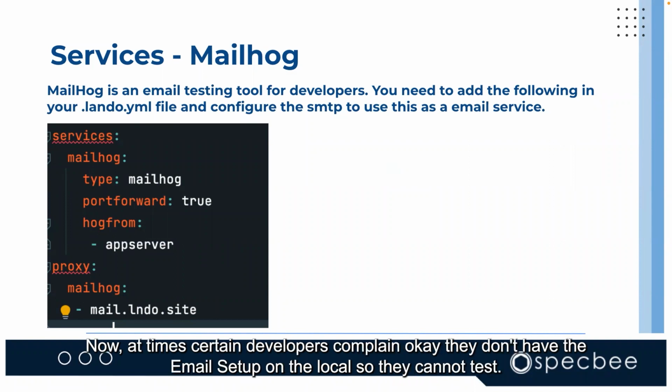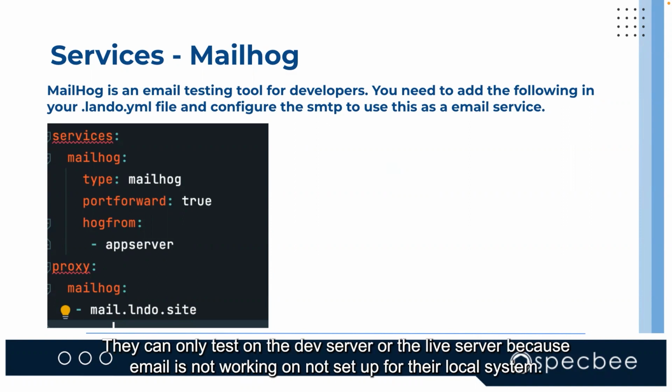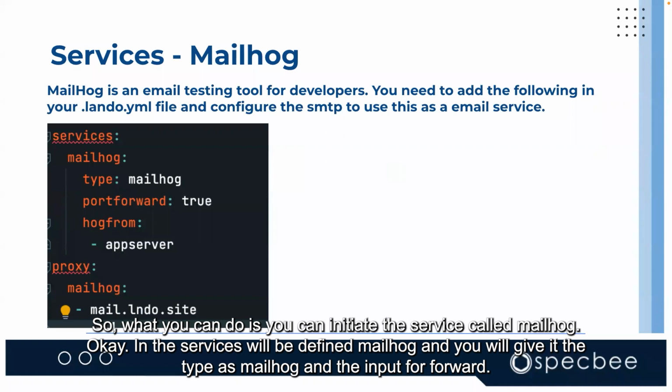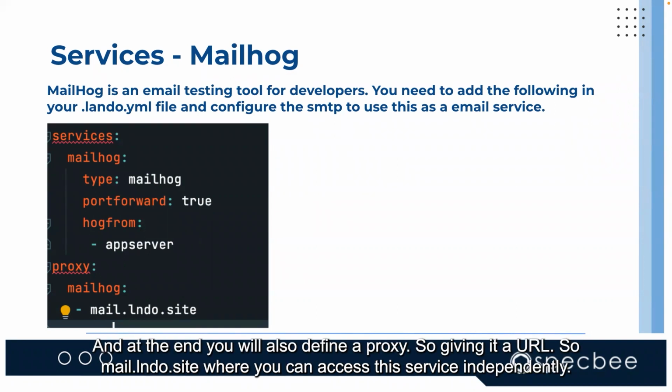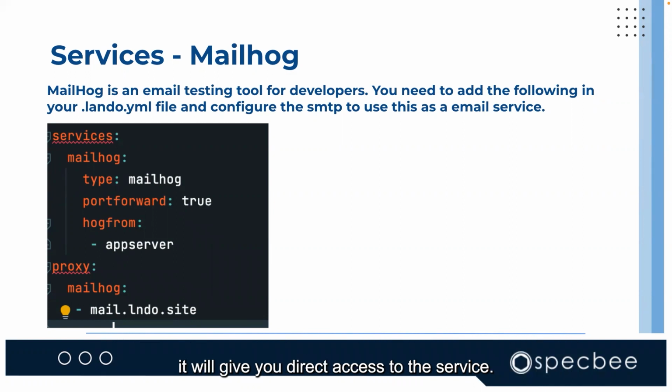Now, at times, certain developers complain that they don't have the email set up on their local, so they cannot test. They can only test on the dev server or the live server because email is not working or not set up for their local system. So what you can do is initiate this service called Mailhog. In the services, you will define Mailhog and you will give it the type as Mailhog and then port forward. And then you will tell where to hog from. And at the end, you will also define a proxy. So you're giving it a URL, mail.lando.site, where you can access this service independently. Right? It will give you direct access to this service.